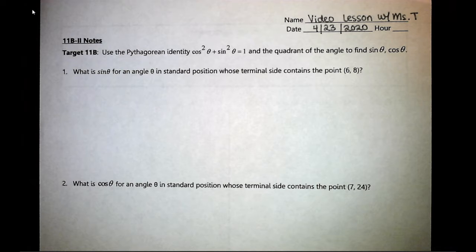Today, we're going to continue to use the Pythagorean identity in order to solve for sine theta and cosine theta. Let's begin with problem 1.